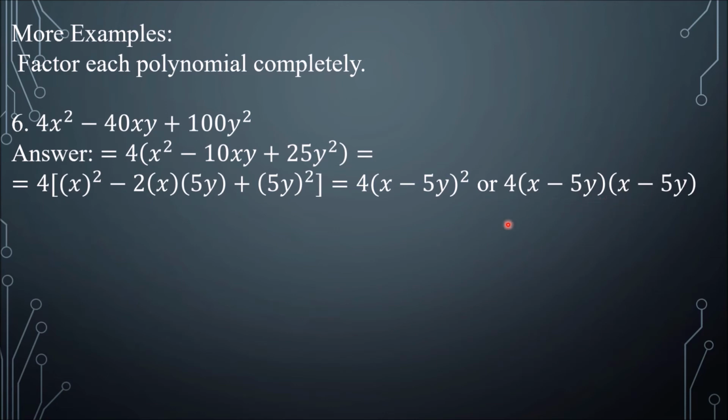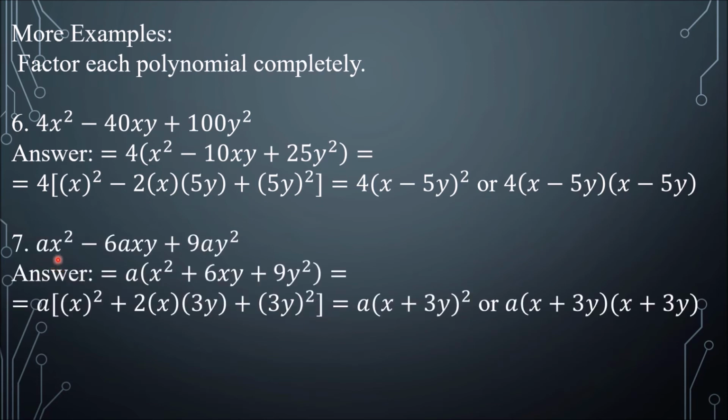That's the factored form of number 6. Number 7, ax squared minus 6axy plus 9ay squared. Now, as you can see, all three terms have in common a. So we have a here, extracting the common monomial factor a. The remaining factor is x squared plus 6xy plus 9y squared, in which this is a perfect square trinomial.